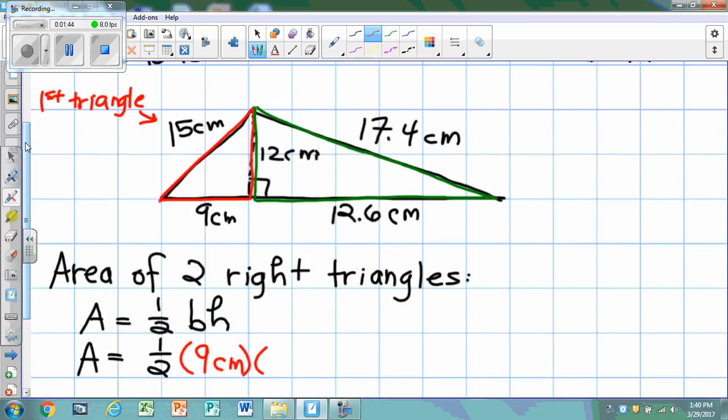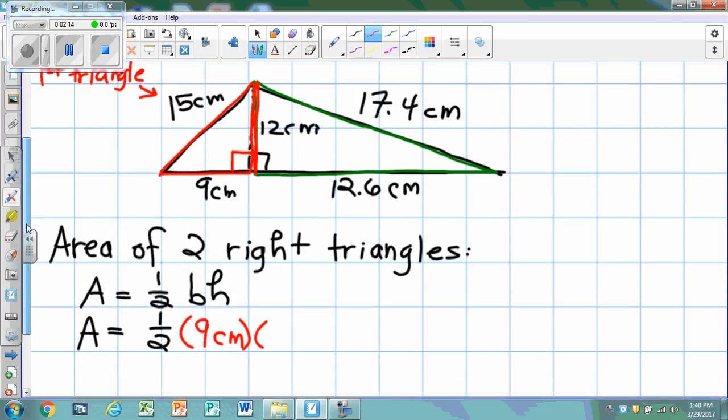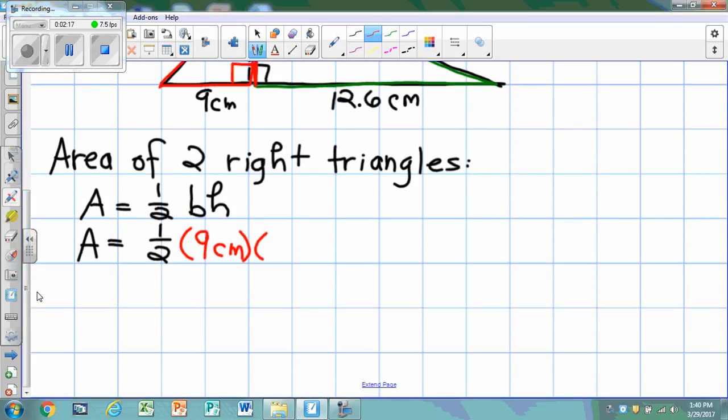If you're saying 15 centimeters, you didn't study last night's notes, because 15 is information that we are not using. That is not our height. Our height is where we are making the right triangle. Remember that dotted line that goes down? For the whole triangle, it would be the dotted line that goes down. In the case of just the red triangle, we're looking at this piece that's making the right angle. That's what's making our height. What is that value? 12 centimeters.